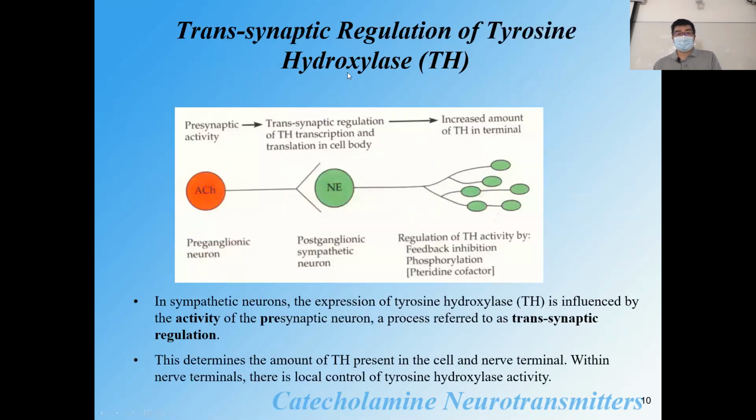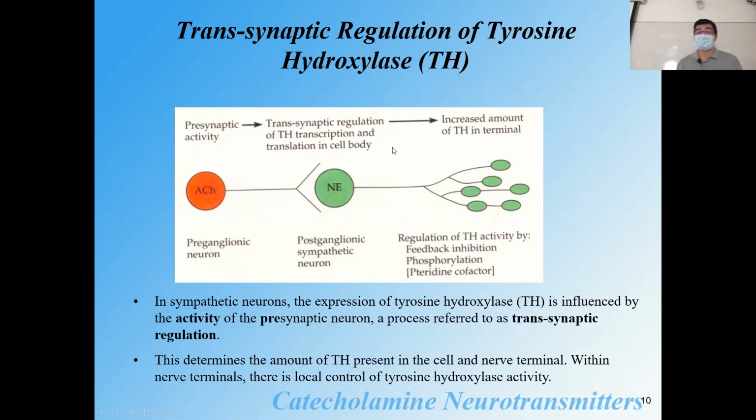So there's also transsynaptic regulation of tyrosine hydroxylase. If the activity is increased, then that can regulate the tyrosine hydroxylase. This is in the case of the sympathetic system. If the presynaptic activity is higher, then that can regulate tyrosine hydroxylase transcription and translation in the cell body. Okay, so increase the amount.